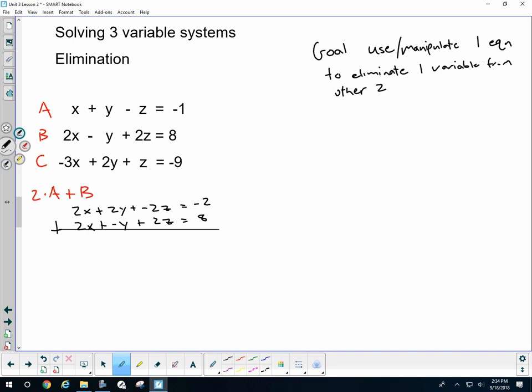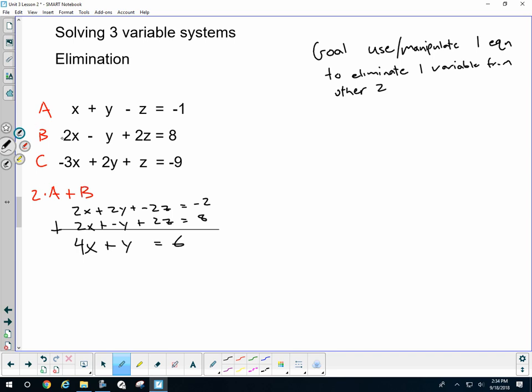Add those together. Now, do you have to show all this work in the future? No. After you figure out what you're doing, you can just show the resultant equation. That gives me 4x plus y is equal to 6. I have an equation which is x's and y's. Great.